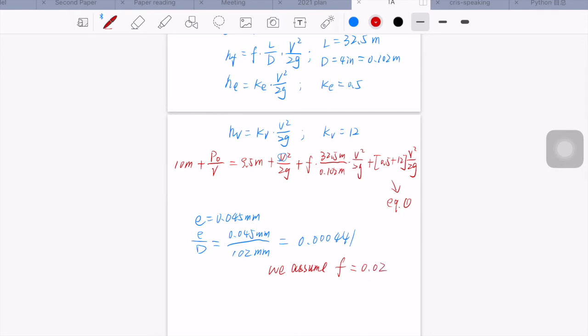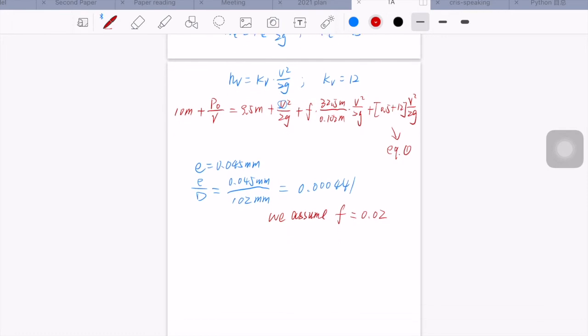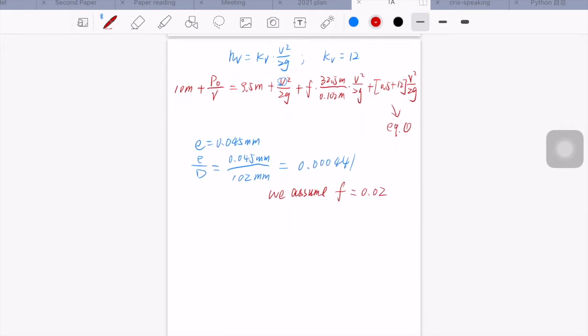So now we can rewrite the energy equation 1. So we get P0 divided by gamma equals 99 V squared divided by 2g minus 0.5. So this is equation 2.